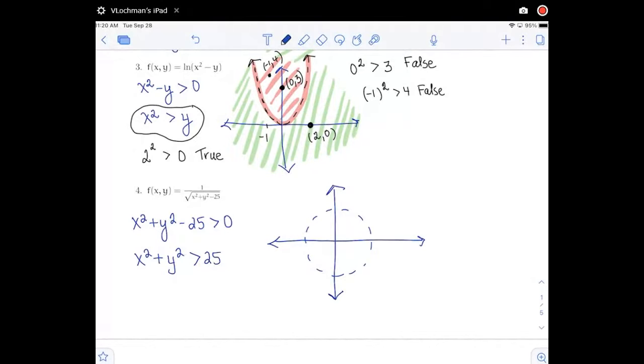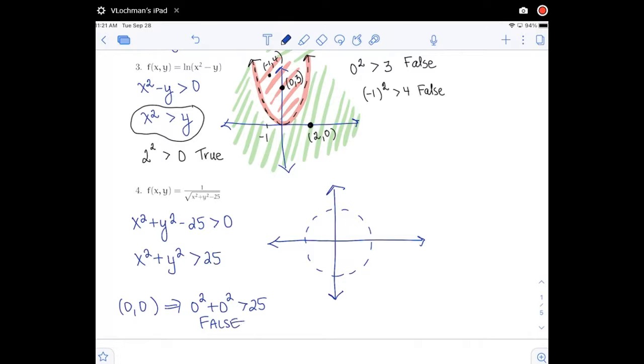The outside, okay. How do we know? Which point did you pick? I picked 0, 0, and 6, 0. Okay, so 0, 0 works. If we pick 0, 0, then 0 squared plus 0 squared greater than 25, that's false, right? Okay, so that's one way to show that the inside is not going to work.